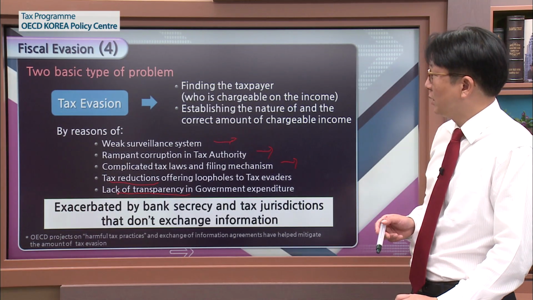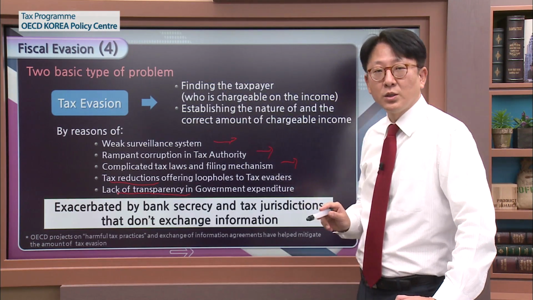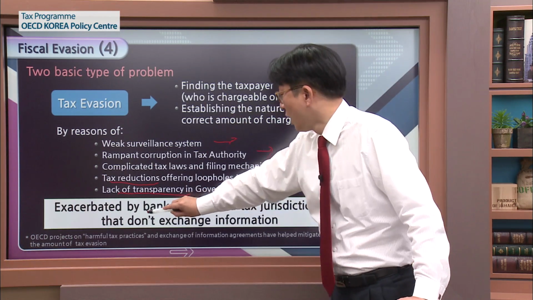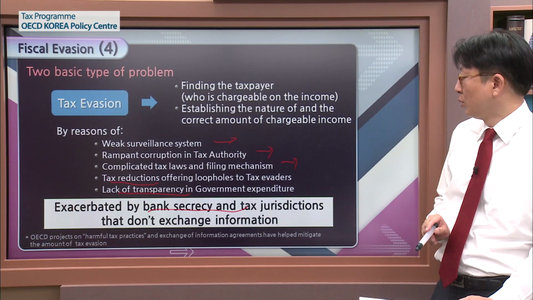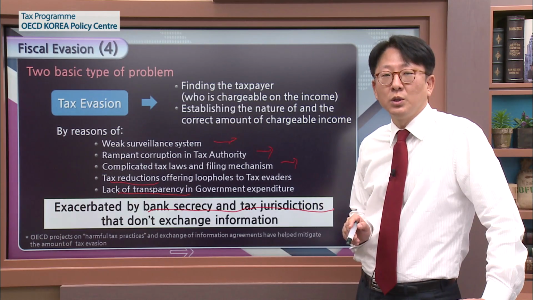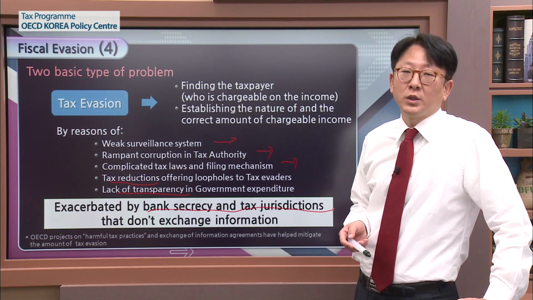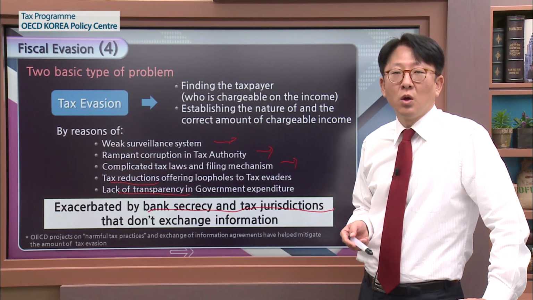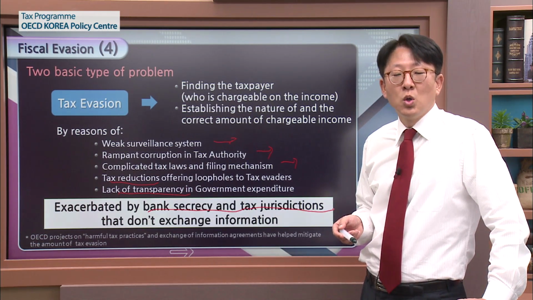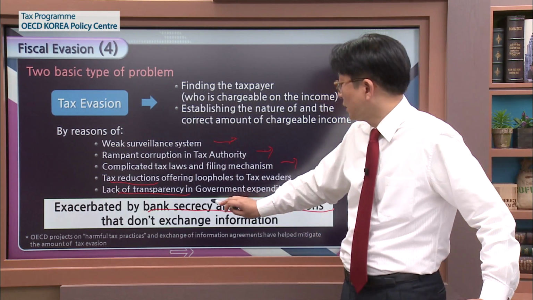And one of the main reasons behind fiscal evasion in international transactions is the bank secrecy rule, and the lack of exchange of information between the two tax authorities of each country. So the OECD organization and many countries try to eliminate bank secrecy rules.